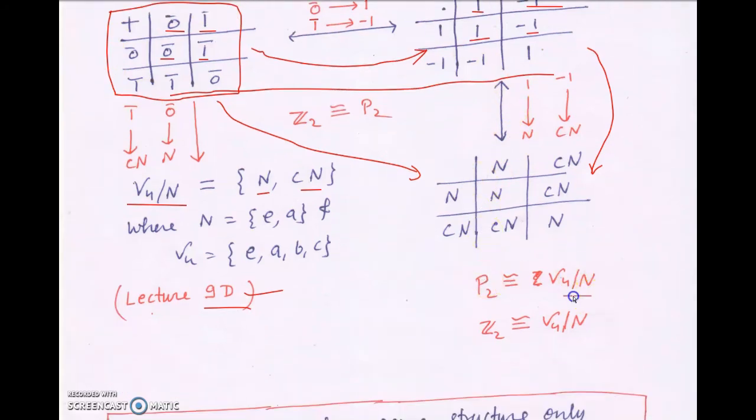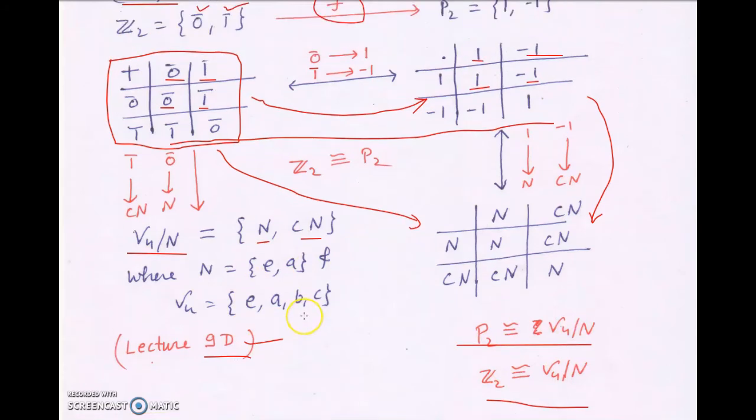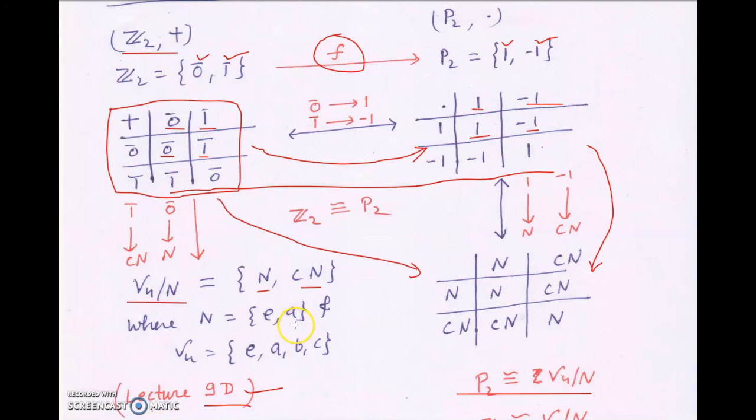So P2 is isomorphic to V4 by N, Z2 is isomorphic to V4 by N, and P2 and Z2 are also isomorphic to each other. So all the groups are isomorphic to each other. So it means in case of isomorphic groups, symbols are different, but structure is the same. Structure means operation, how they are composing.